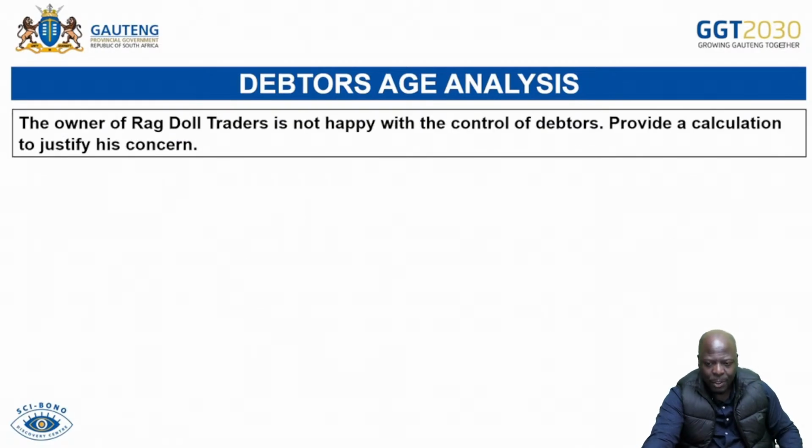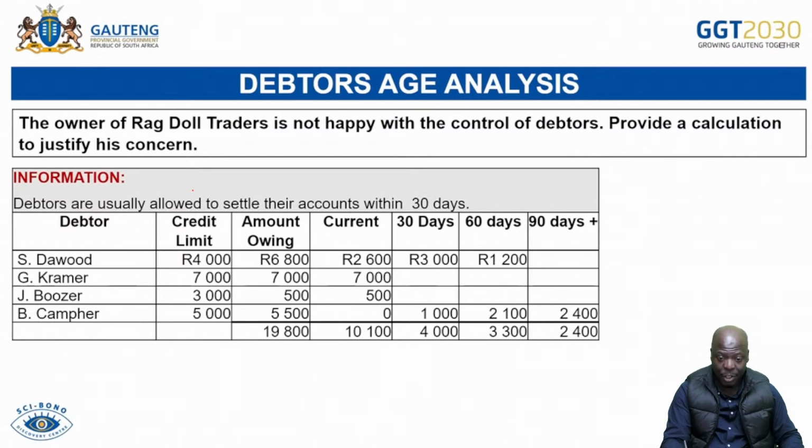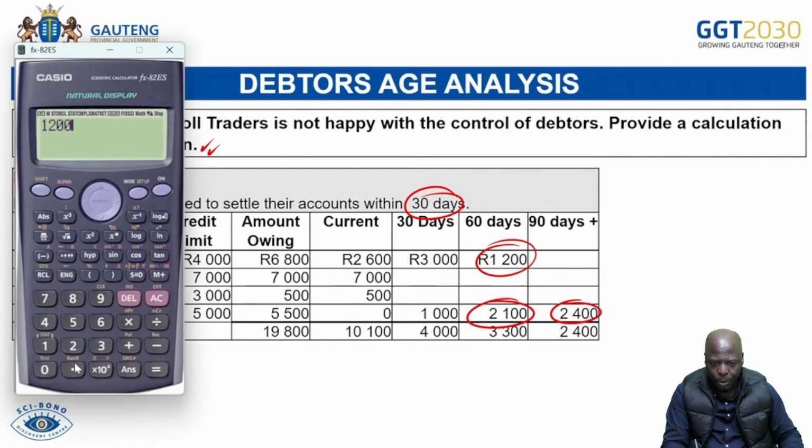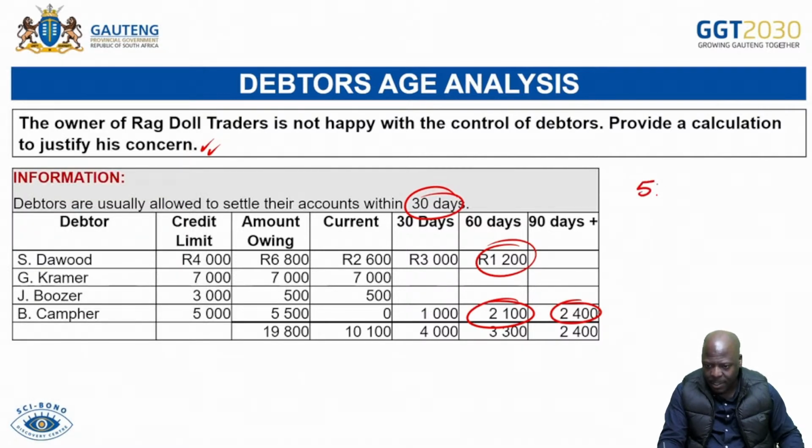Let's go on now to the other part, which says the owner Rector is not happy with the control of debtors. Provide a calculation to justify his concern. If you check here, we have this 1.2, the 2.1, and the 2.4. These have exceeded their credit terms of 30 days. If we add these three amounts, 1.2 plus 2.1 plus 2.4, they give me a total of 5.7. So I have 5,700, which has exceeded the credit terms of 30 days.